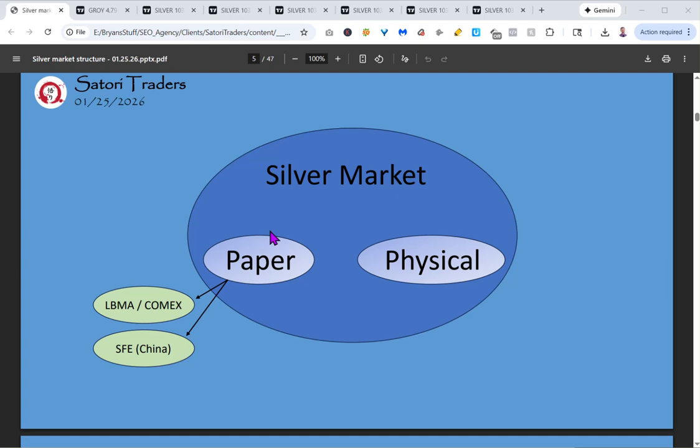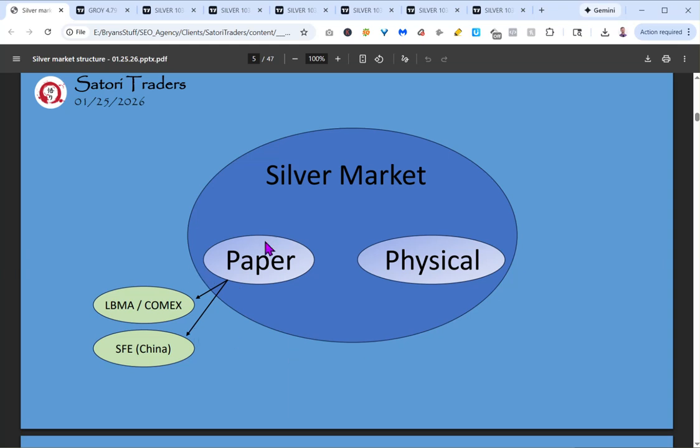So silver market: paper, physical. Now we're going a layer deeper on the paper side of the market. Here in the West, we've got London, the London Bullion Market Association, something like that. Anyway, it's the market in London. COMEX is New York. SFE is China, the Shanghai Futures Exchange. So those are the paper markets.